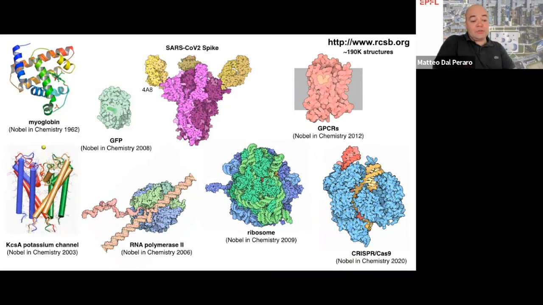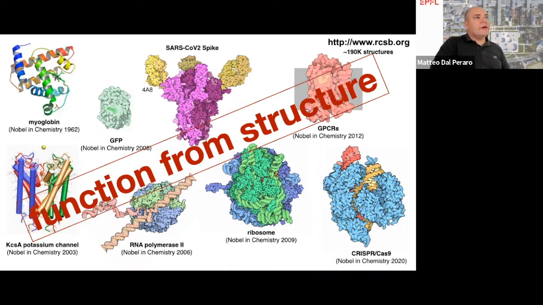they exploit many different biological functions, from transport of metal ions to enzymatic catalysis, protein synthesis, manipulation of the genome, like CRISPR-Cas9, which we converted into a great machinery for gene editing. But the bottom line is that since the beginning of the 60s, the main dogma or paradigm in structural biology is that these structures are very important, because from the structure we can understand the function, the biological function, that is actually what we are after.